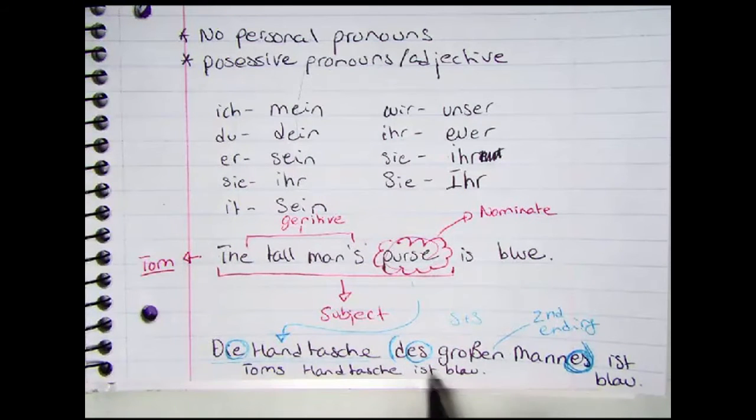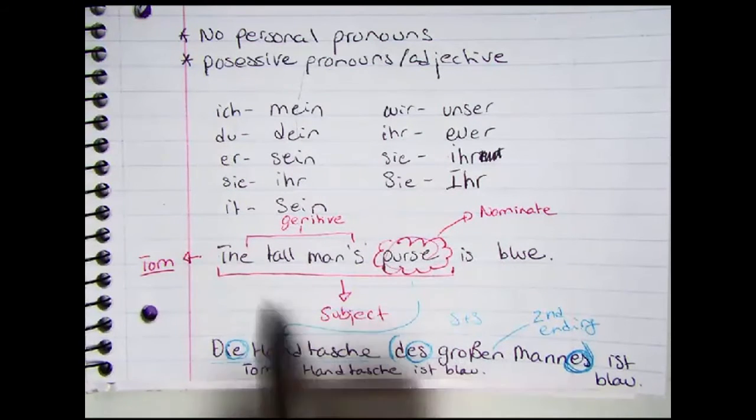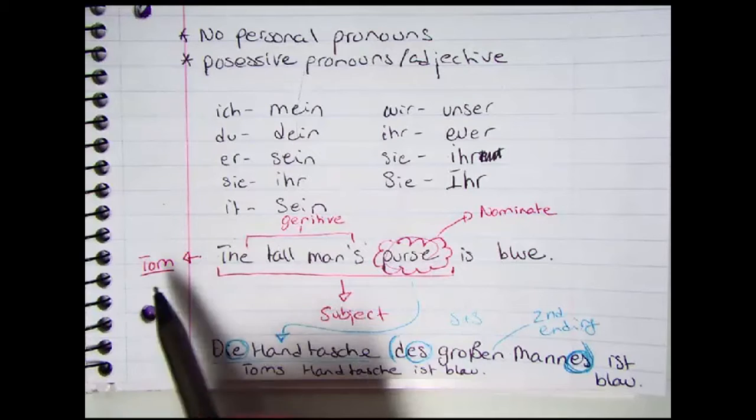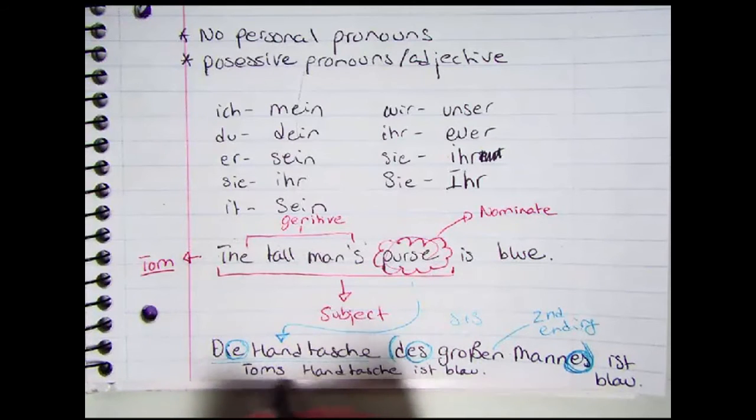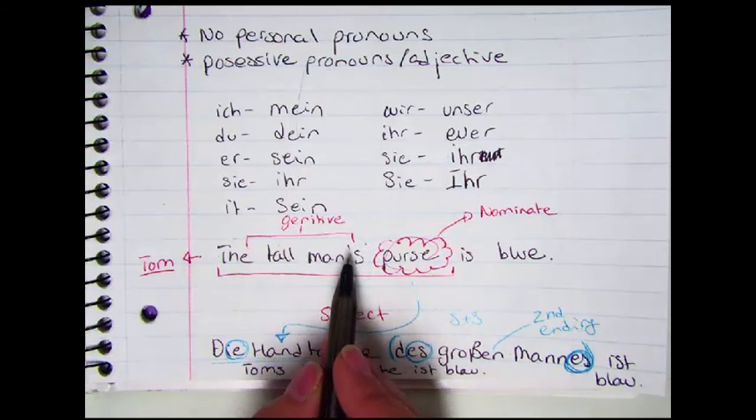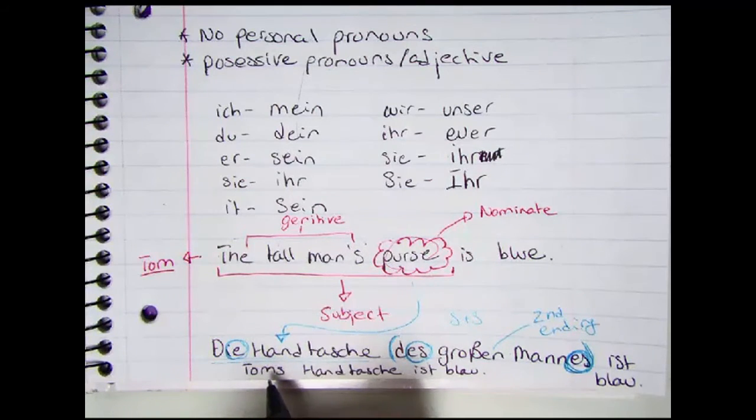Right, so the word order switches if you have a descriptor or a title of some sort, but it stays the same as in English if you have a name. And all you're doing is dropping that apostrophe. Tom's Handtasche ist blau.